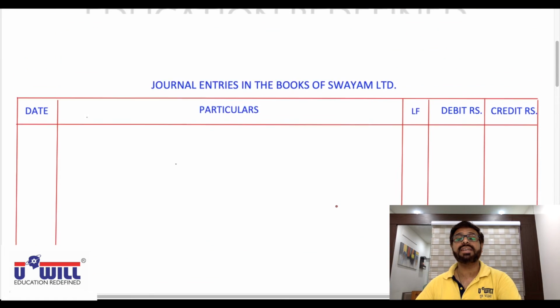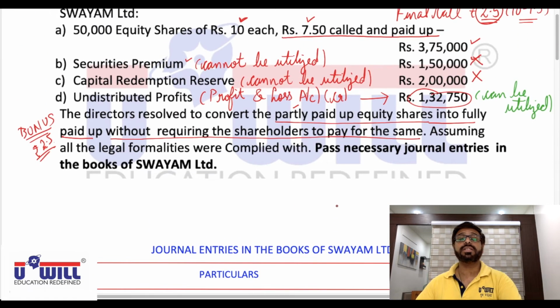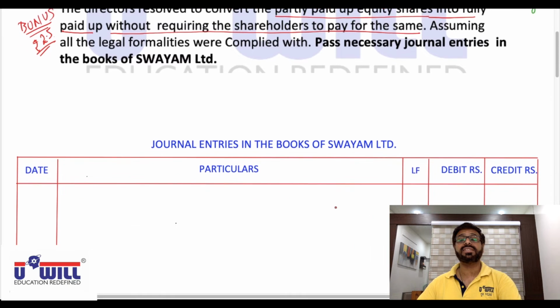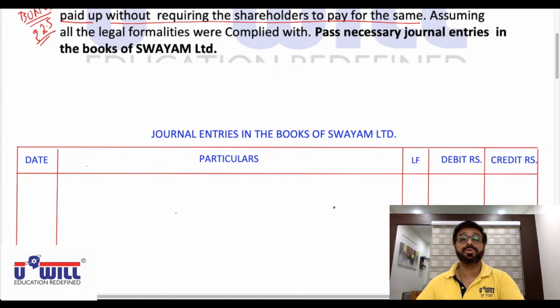Only 3 entries are going to be there. So make a small format of journal entries. 3 entries means approximately half to 3/4 page format you all can make. So pause the video and make a format of half to 3/4 page journal entries in the books of Swayam Limited. I hope everyone has done the format.